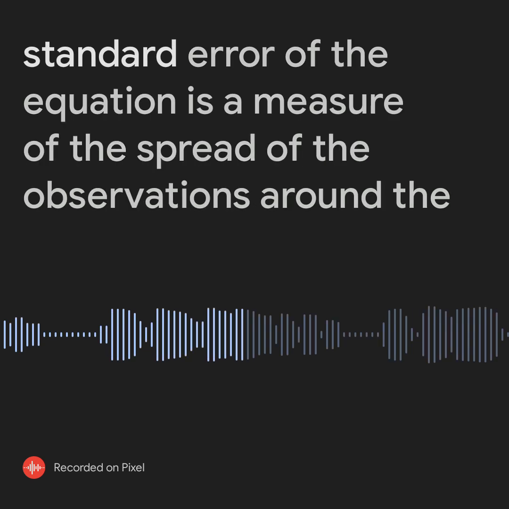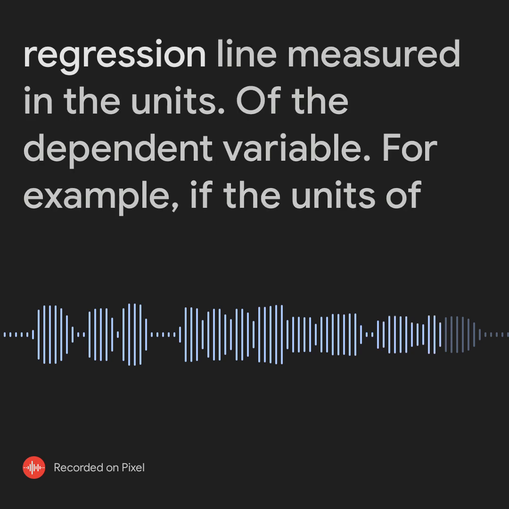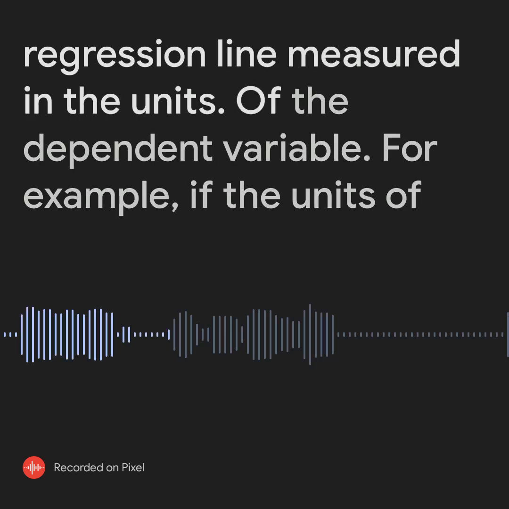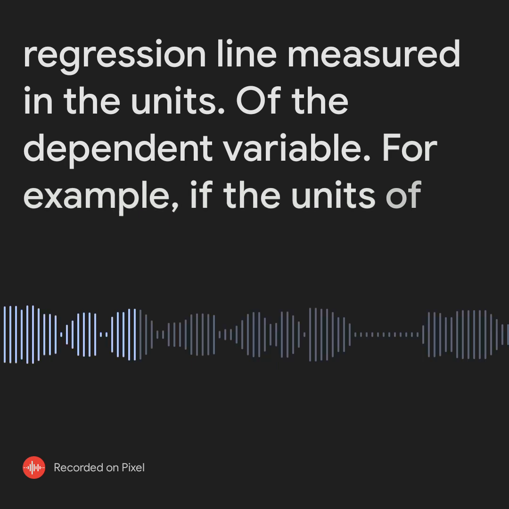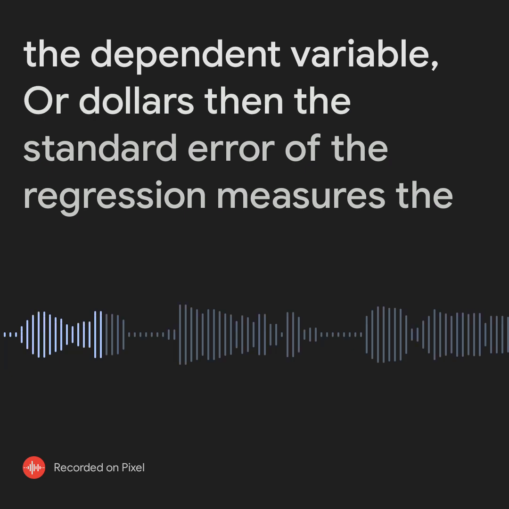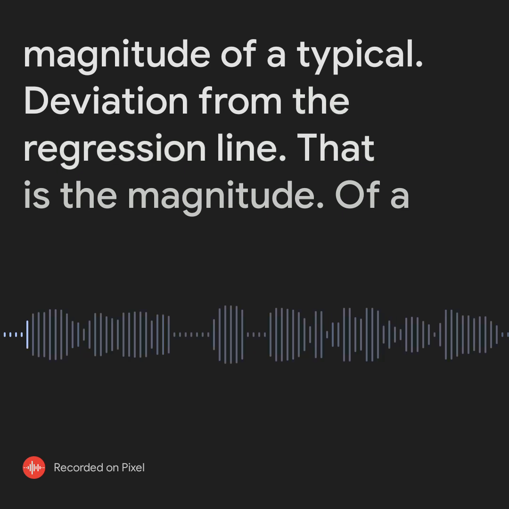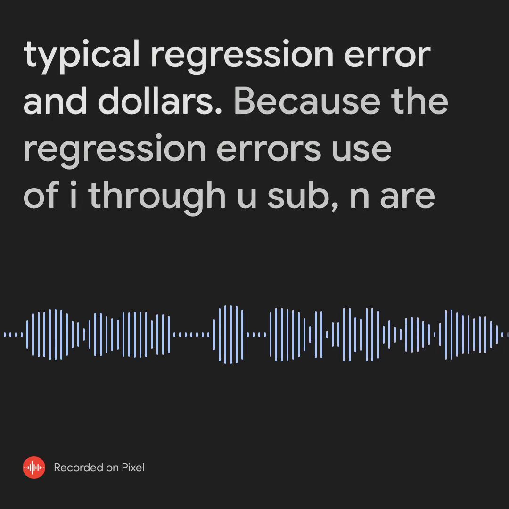So the standard error of the regression is a measure of the spread of the observations around the regression line, measured in the units of the dependent variable. For example, if the units of the dependent variable are dollars, then the standard error of the regression measures the magnitude of a typical deviation from the regression line. That is, the magnitude of a typical regression error in dollars.